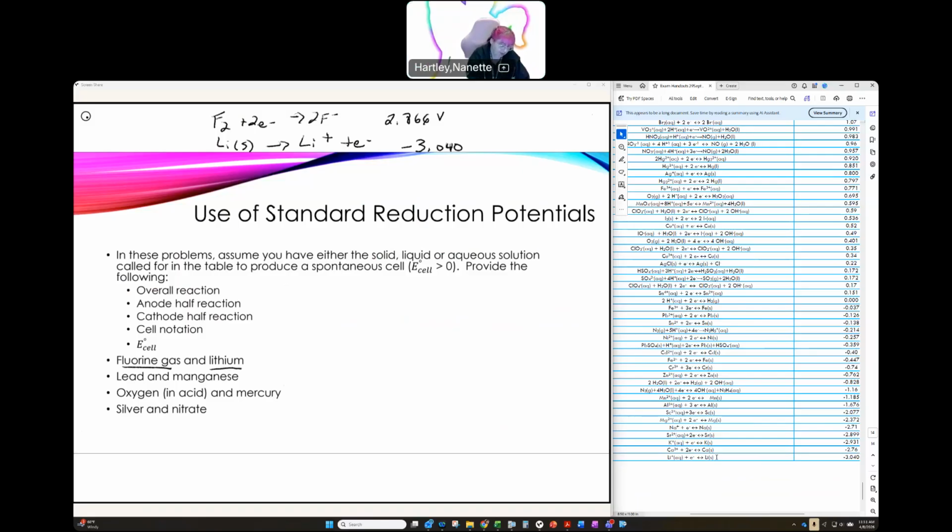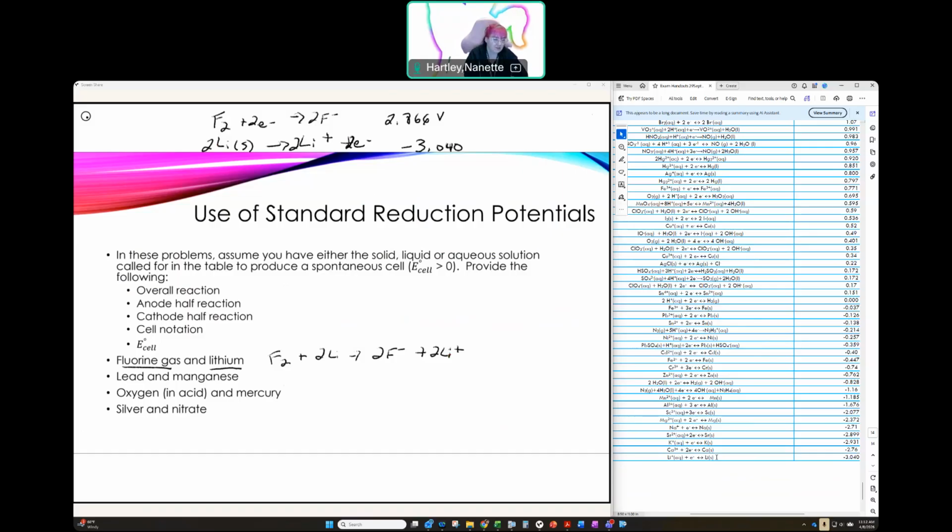Now it asks me, because I'm reacting this with this, what's the overall reaction? Now, in order for me to do that, I need to have 2 electrons. So I need to multiply this by 2, I need to multiply that by 2, I need to multiply that by 2, and then I can add these together. And so the overall reaction for this would be F2 plus 2Li going to 2F minus plus 2Li plus. Okay, so that's the overall reaction for this process.